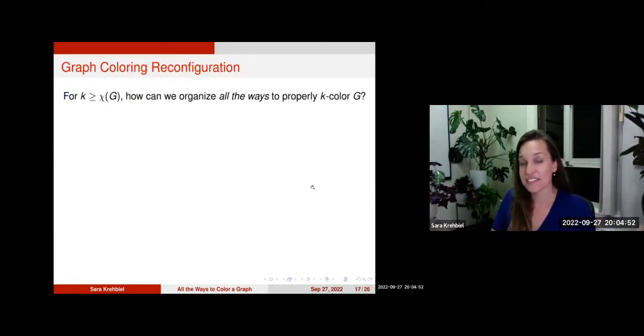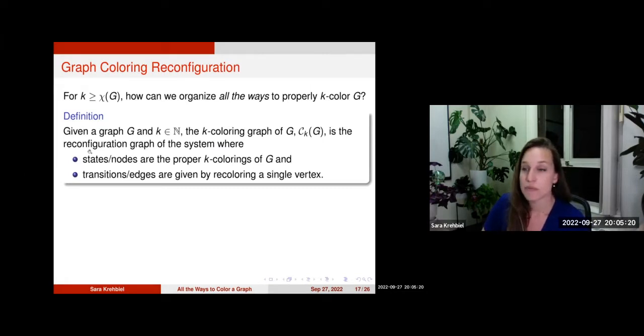Okay, so we're finally now ready to start talking about this as a reconfiguration problem, the way the sliding tile puzzle was a reconfiguration problem. So this is kind of motivated by the question, if I have a K that's big enough, so if the number of colors that I have is at least the number of colors that I need, then I know I have at least one proper coloring of a graph. So what's a good way of organizing all of the ways to properly K-color a graph?